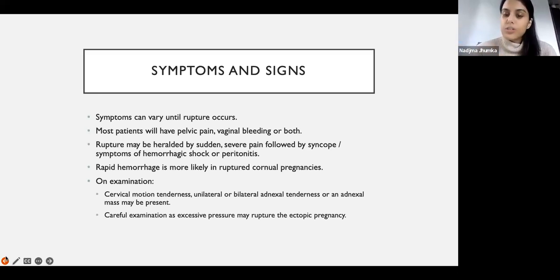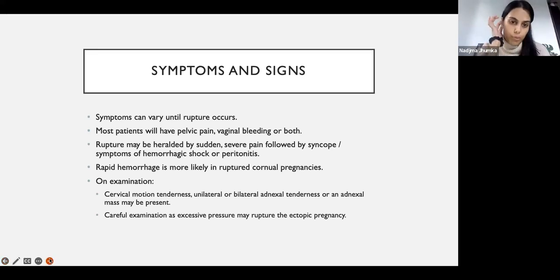And usually it's unilateral adnexal. So when we say adnexal, we mean right iliac fossa or left iliac fossa tenderness. And sometimes you can feel a mass there. You can feel something very small that's soft and round. You should be careful so as not to put excessive pressure, because you don't want to rupture that pregnancy and cause a problem.